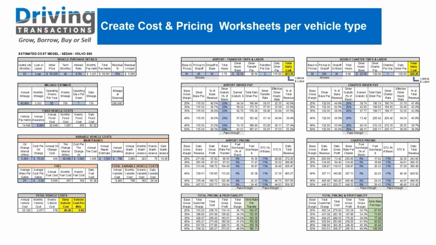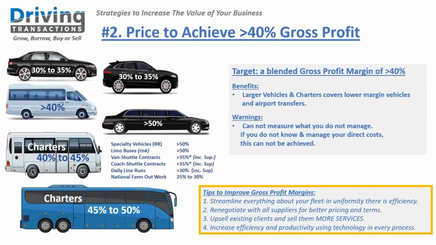On average, because you had that slide with the 30 to 35% for sedans and SUVs? On average, over your whole fleet, you mean? Absolutely. I want you to have a blended 40%. Okay.